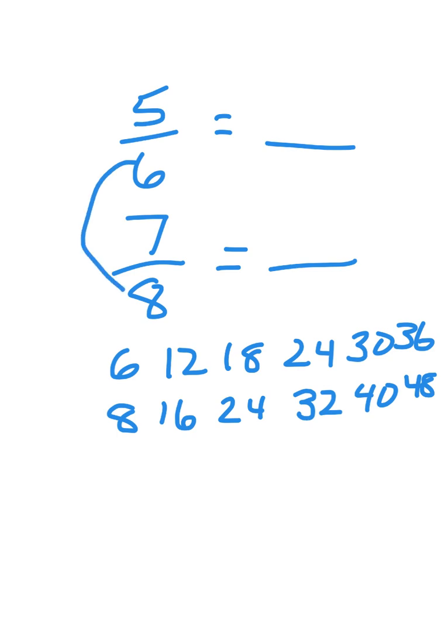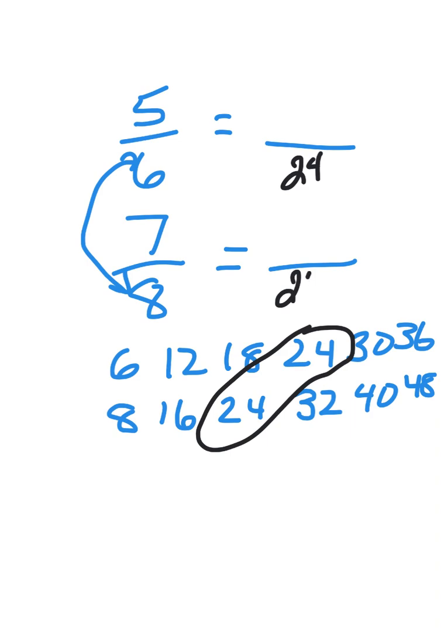You can always find a common bottom number by multiplying these two together, and that would be 48. But there is one before that. There's 24. It doesn't really matter which one you use as long as they both go into it. So 8 goes into 24 and 6 goes into 24. So now we just need to find the equivalent fractions.